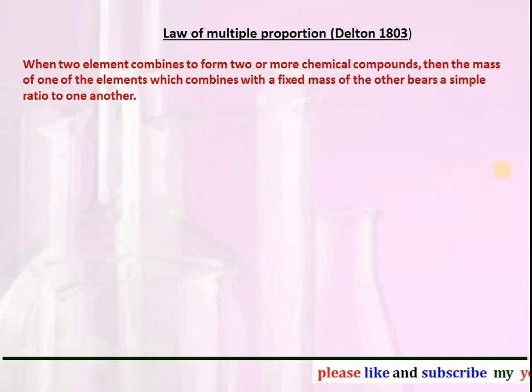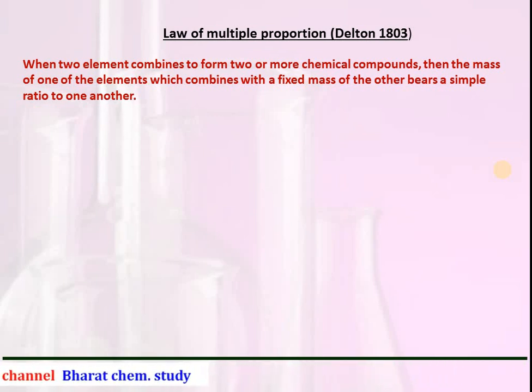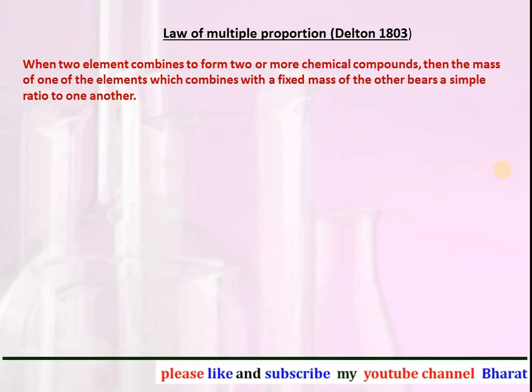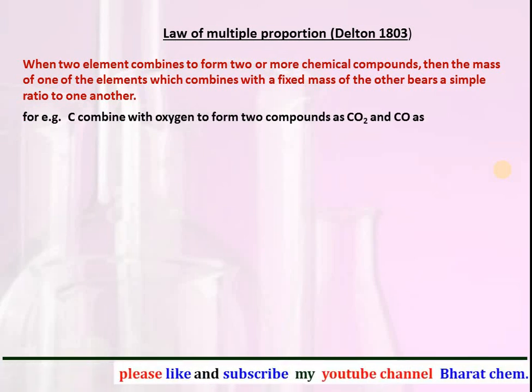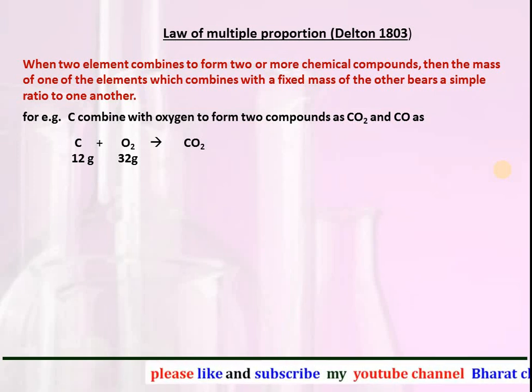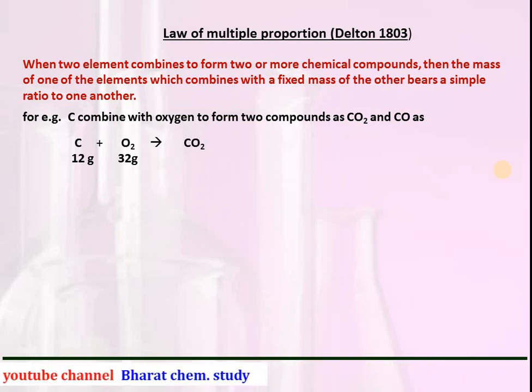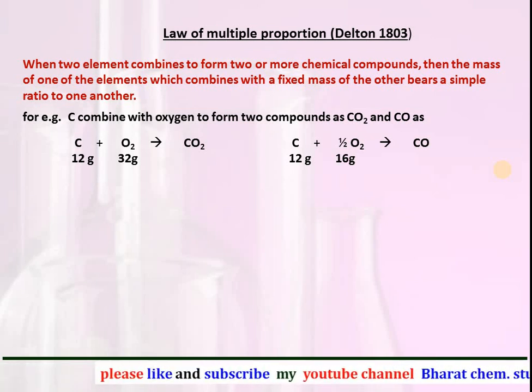The law of multiple proportion states that when two elements combine to form two or more chemical compounds, then the mass of one of the elements which combines with a fixed mass of the other bears a simple ratio to one another. It is difficult to understand a topic by definition, so let's take an example. For example, carbon combines with oxygen to form two compounds, carbon dioxide and carbon monoxide. So 12 gram of carbon reacts with 32 gram of oxygen to give carbon dioxide, and 12 gram of carbon reacts with 16 gram of oxygen to give carbon monoxide.